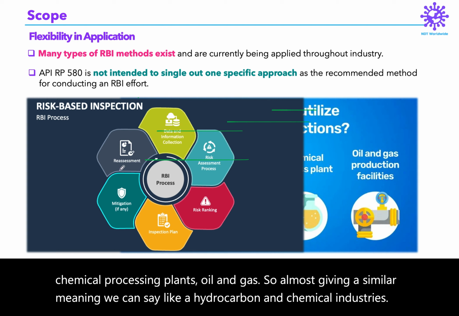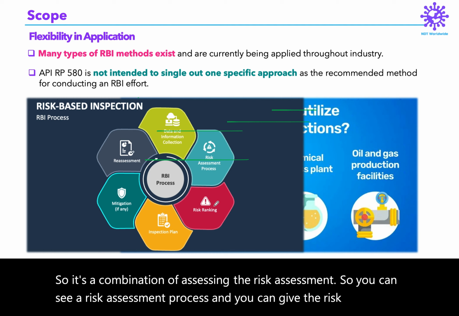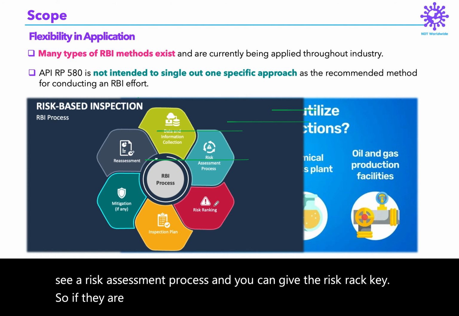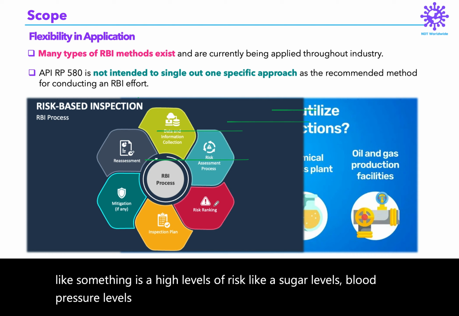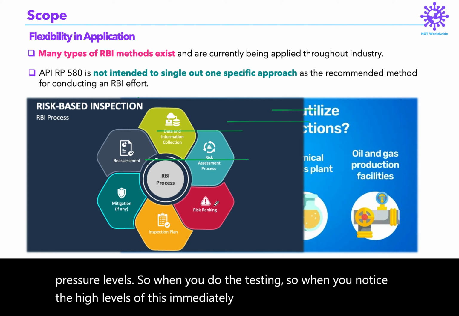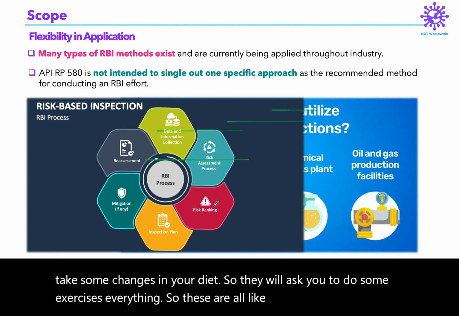So it's a combination of assessing the risk. You can see a risk assessment process and you can give the risk ranking. If they are within the limits, then you just ignore. But if you feel something is at a high level of risk, like sugar levels or high blood pressure levels, when you do the testing and notice high levels, immediately the doctor will suggest you make some changes in your diet. They will ask you to do some exercises, everything. So these are all actions to mitigate.